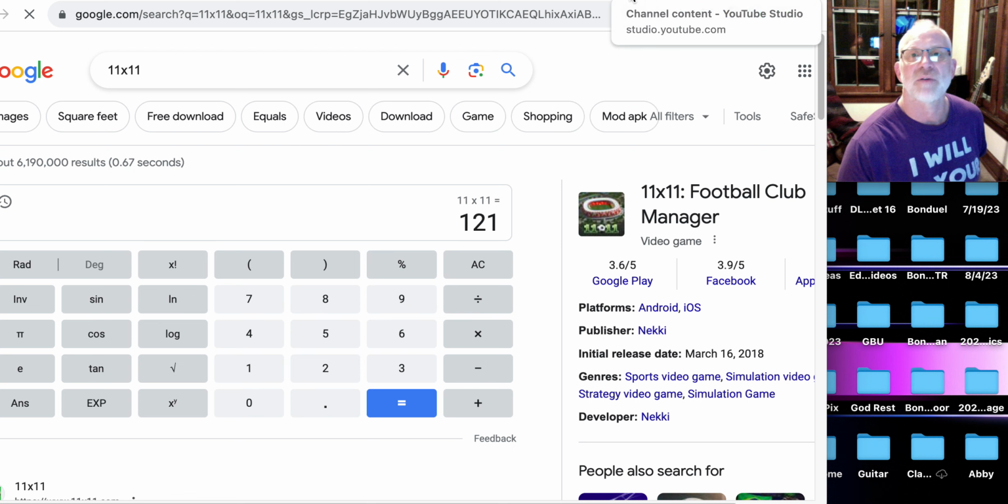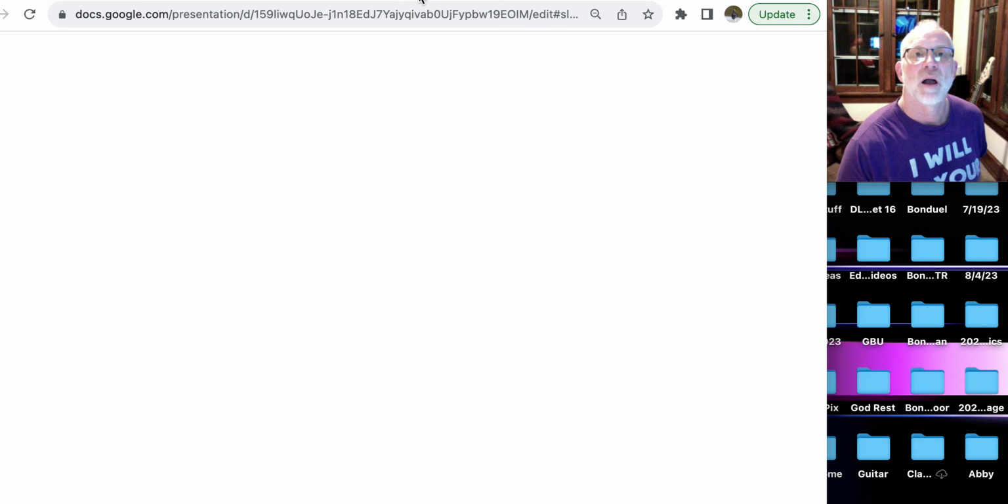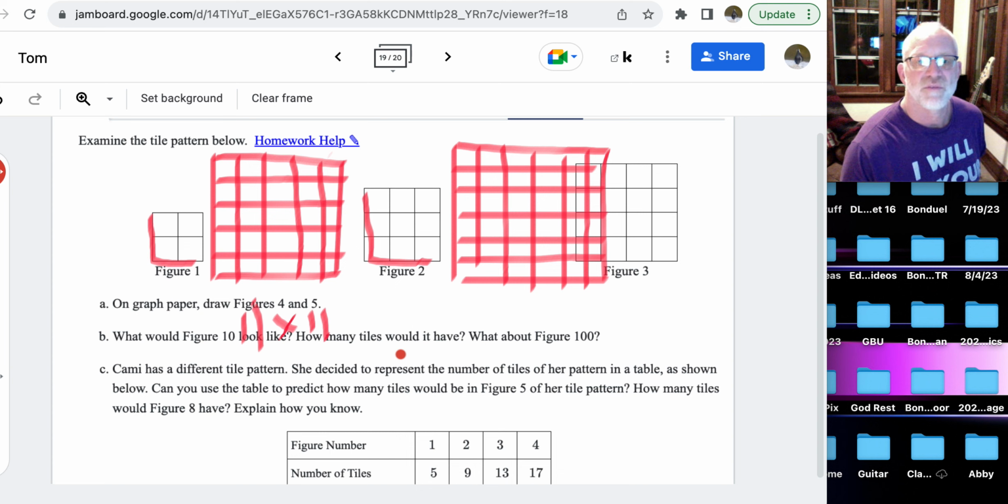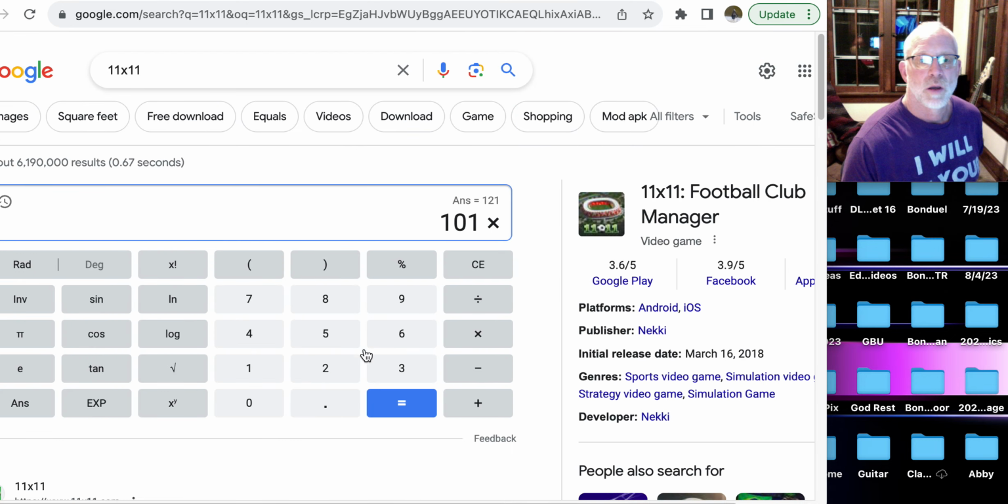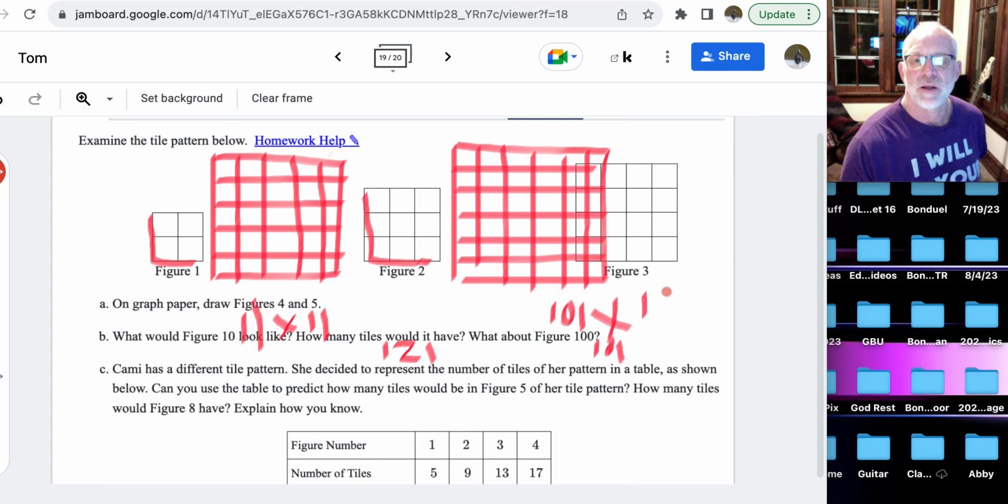So that would have to have 121 tiles. And figure 100 would have to be 101 times 101. Okay? And then I went through here and I figured that that would have to be 10,201 tiles.